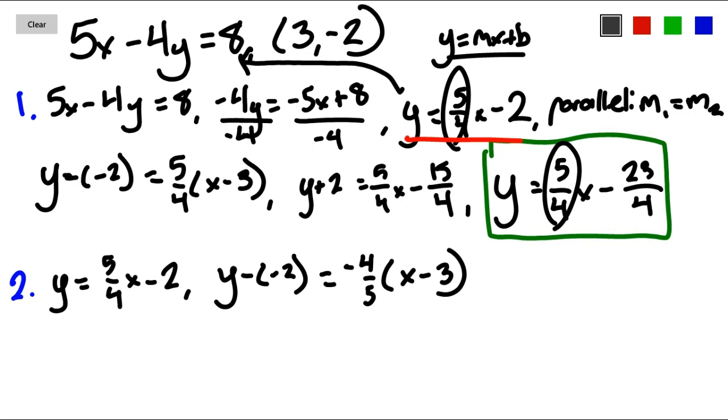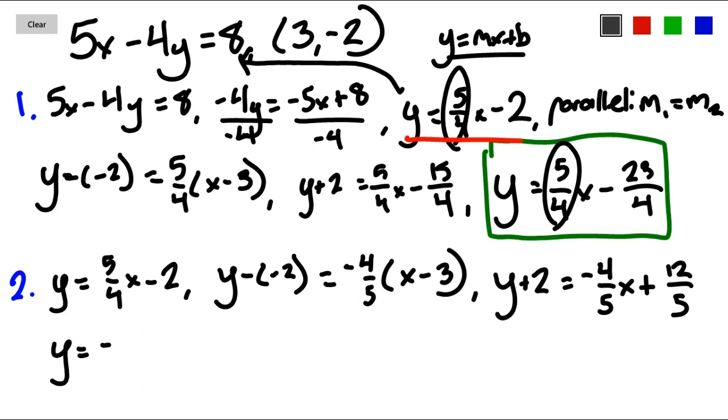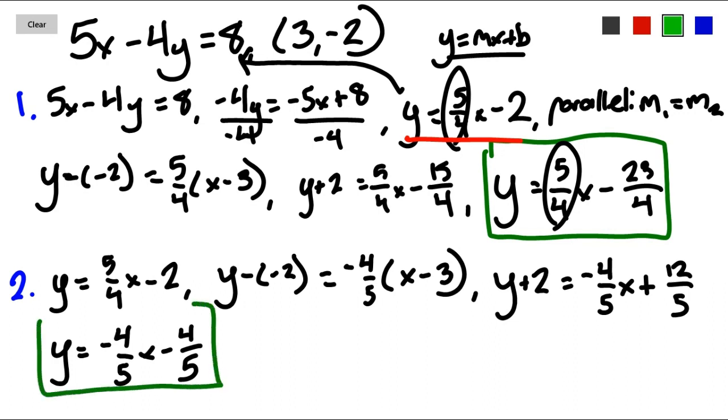So we got y plus 2 is equal to negative 4/5 x plus 12 over 5. And then when I subtract a 2 from either side, I've got y is equal to negative 4/5 x minus 4 over 5. And this is the equation of the line that's perpendicular to our original line and goes through the point 3, negative 2.